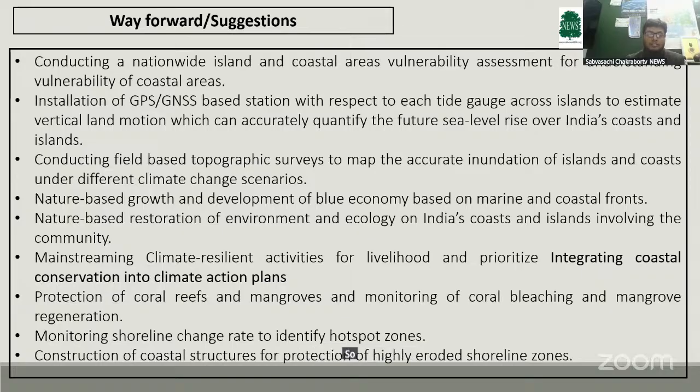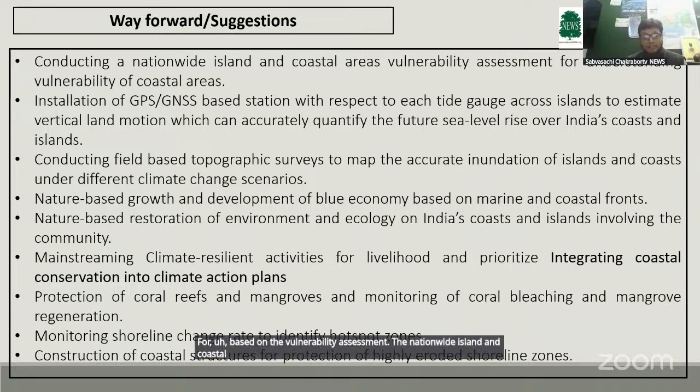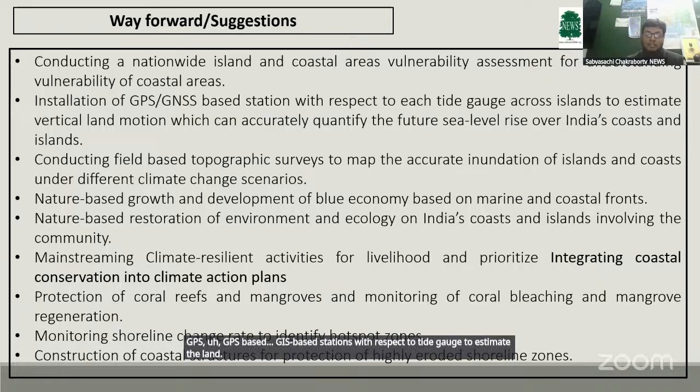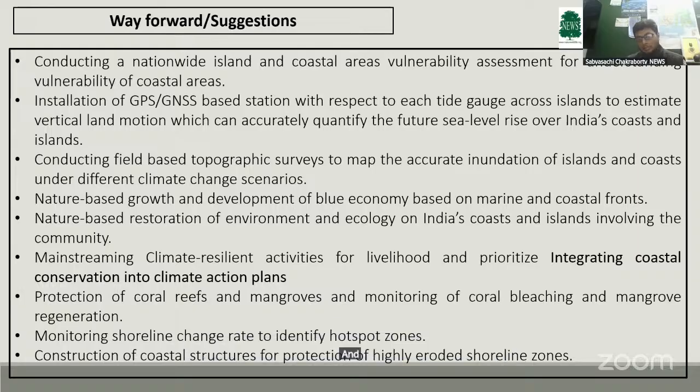So these are some of the points, like conducting nationwide surveys based on vulnerability assessment. Nationwide island and coastal areas have to be mapped. GPS based, GIS based stations with respect to tide gauges to estimate the land motion and to quantify the future sea level rise over India's coast. Conducting field based topographic surveys to map the accurate inundation of islands and coast.